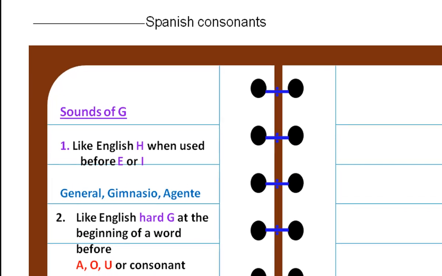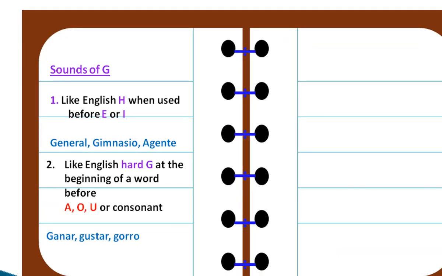Second rule for the sound of G. It sounds like English hard G when it is used at the beginning of a word before A, O, U or a consonant. And it's not only at the beginning of the word, but also anywhere in the middle of the word. If it's used between A, O, U or a consonant, it will sound like English hard G.